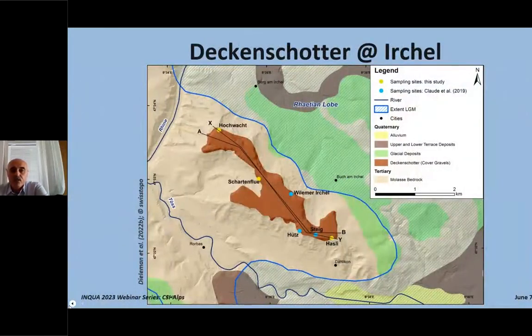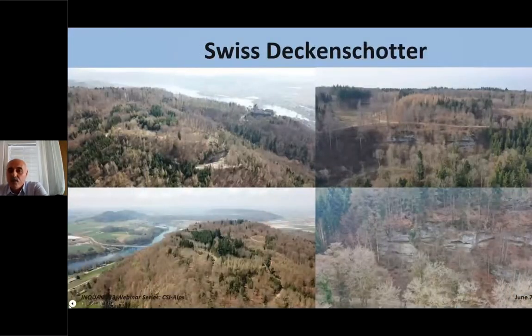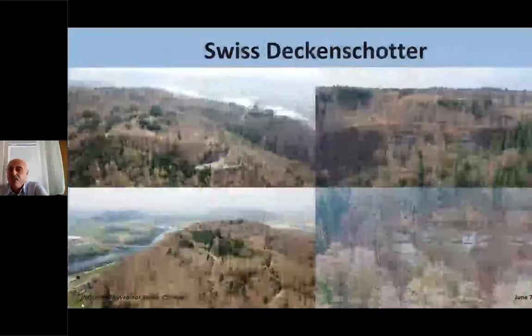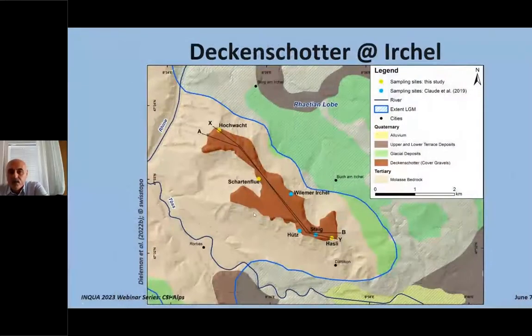Now, let's go to one of the famous ones here, Irchel. This is the most extensively studied part of these deposits, of these Deckenschotter. And here is the geological map. The brownish color is the Deckenschotter, these cover gravels. The blue line is the extent of the LGM, and this color is the Molasse bedrock. And then you will see there are two profiles. Let's go and check these.